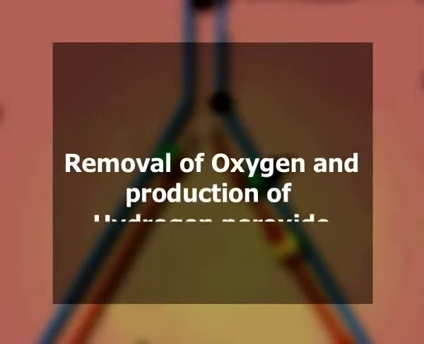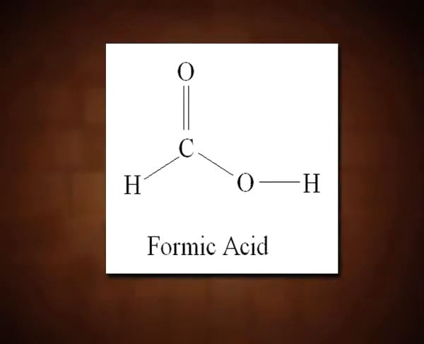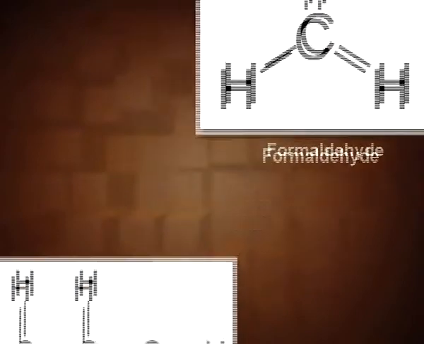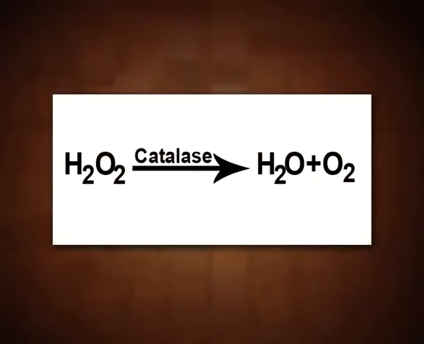Number 1. Removal of oxygen and production of hydrogen peroxide. Peroxisomes contain enzymes that use molecular oxygen to remove hydrogen from organic substances and produce hydrogen peroxide. This hydrogen peroxide is utilized by catalase to oxidize a variety of substances, including phenols, formic acid, formaldehyde, and alcohol. Catalase also converts excess hydrogen peroxide into water and oxygen.